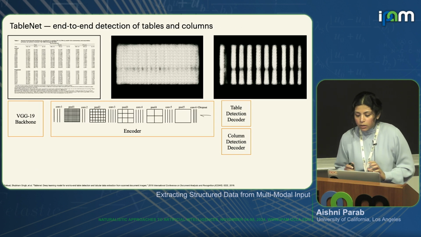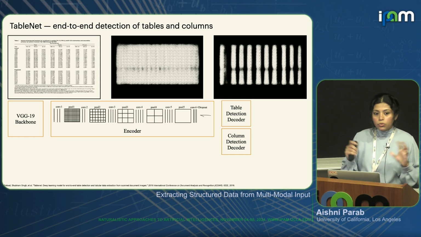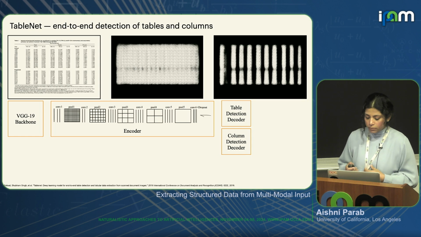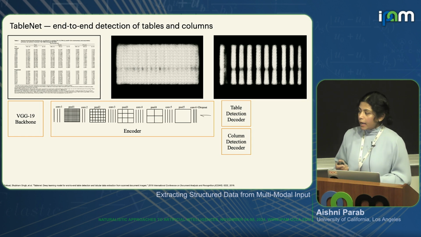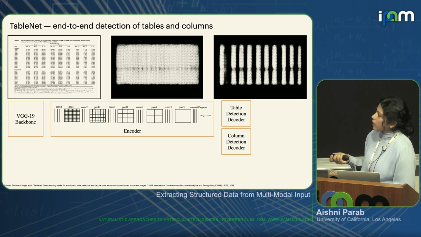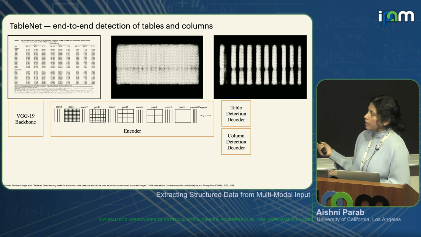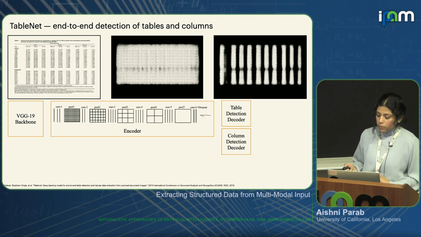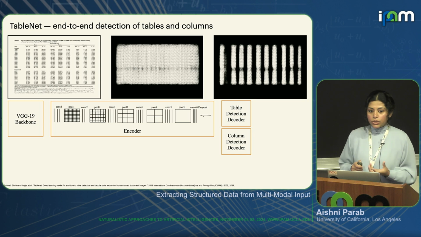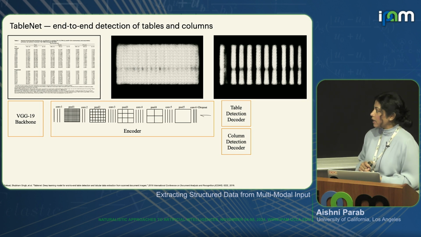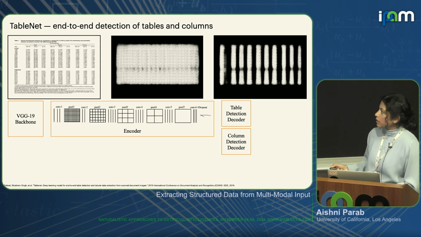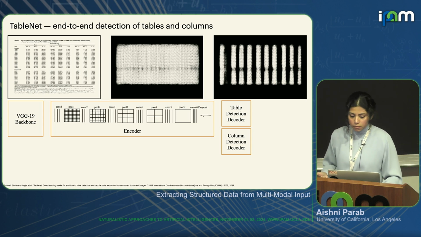Traditionally, table and column detection were treated as two separate problems, which often led to a lot of false positives in column detection. So the next model that I would like to introduce you to is the StableNet model, which proposed an end-to-end detection for tables and columns. What this model did was unify both the detection of the table and the columns simultaneously. The architecture is based on a classic encoder-decoder setup.